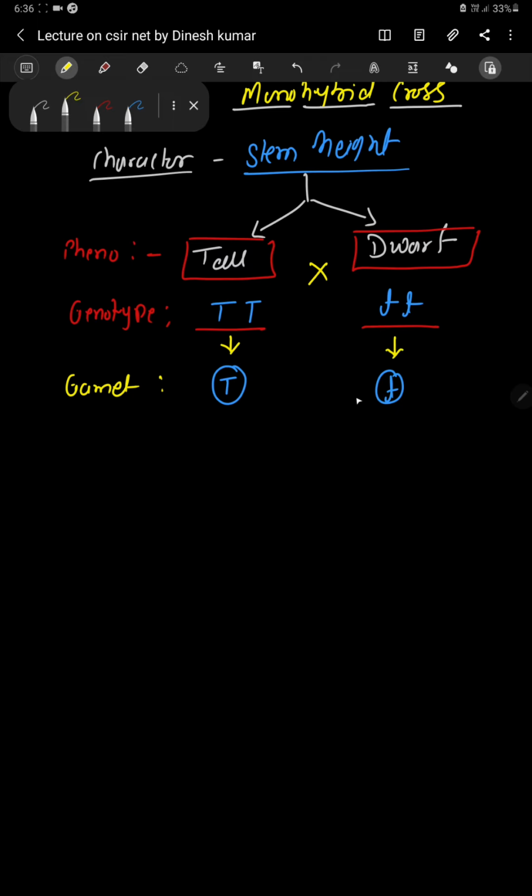Now these two are the gametes. After that, the next step is fertilization, and after fertilization we get the filial, or the first generation. This is represented by F1, which means filial. Filial means nothing but an offspring or new generation, and 1 stands for the first.